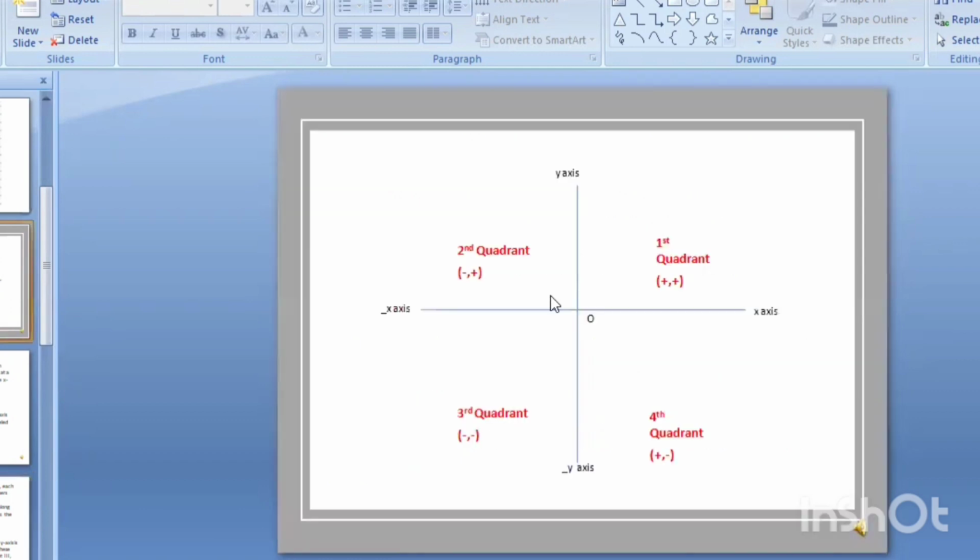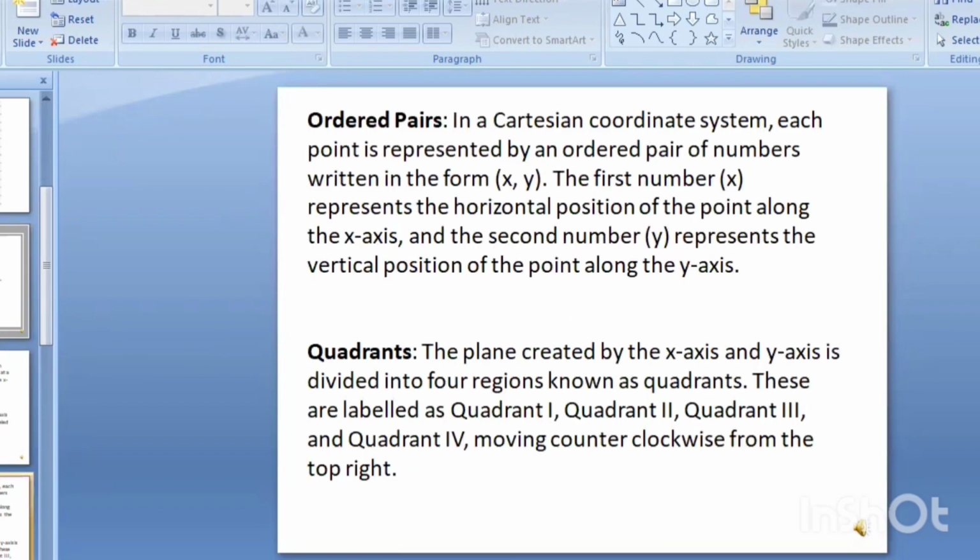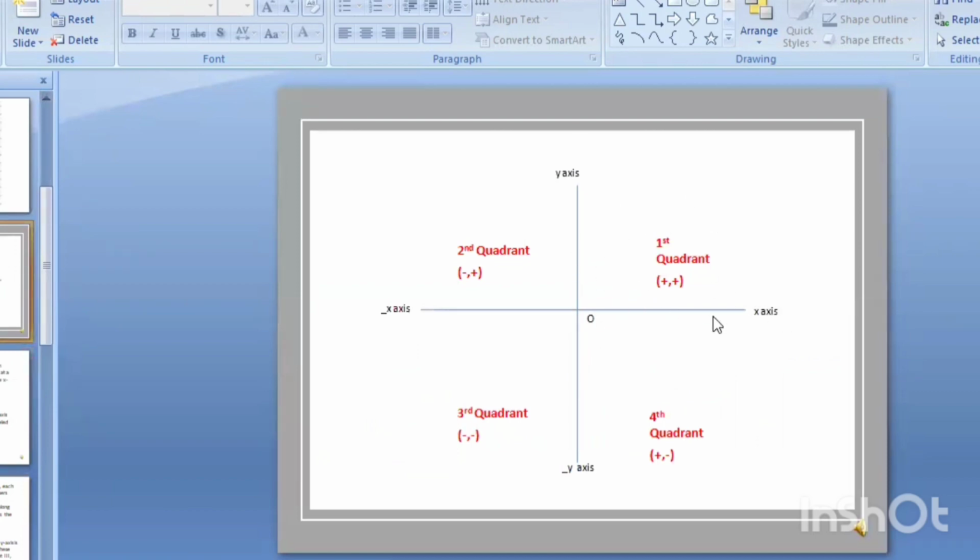Let's have a look. Now we understand the ordered pair. The x-axis is the horizontal position and the y-axis is the vertical position, written in the form (x, y). When the x-axis and y-axis divide the plane into four regions, it makes quadrants. The plane created by the x and y-axes is divided into four sections, and each section is called a quadrant.